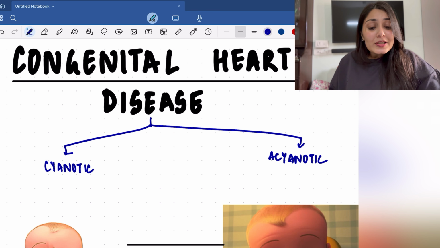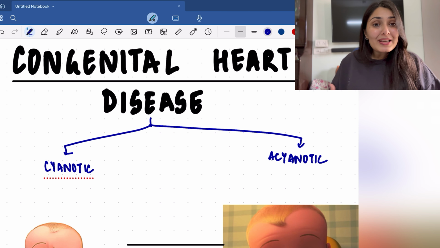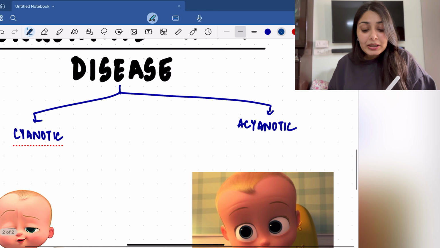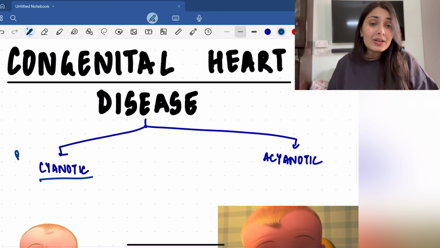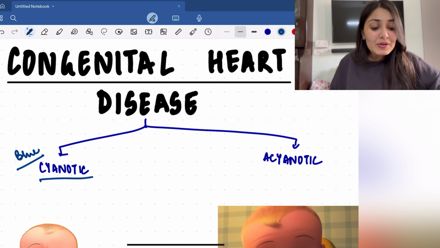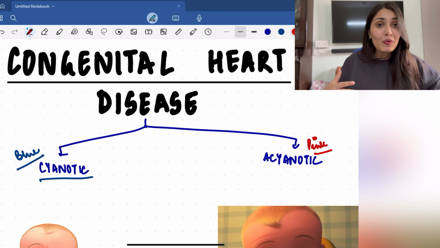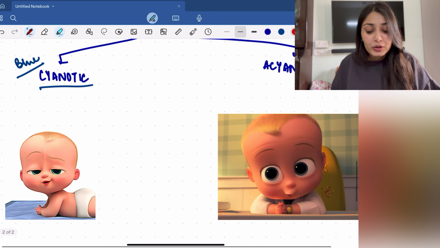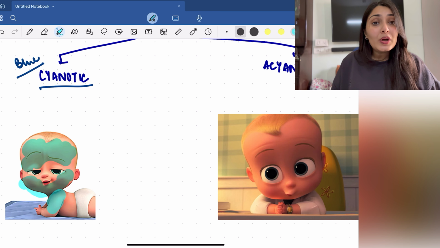right? Cyanosis, you all know what I mean by cyanosis. That means the baby is looking blue to you. The baby is looking blue, cyanotic, right? And acyanotic means the baby is looking pink. The baby is looking pink, right? Why in these two heart diseases, on one side the baby is looking pink and on the other hand the baby is looking blue to you?